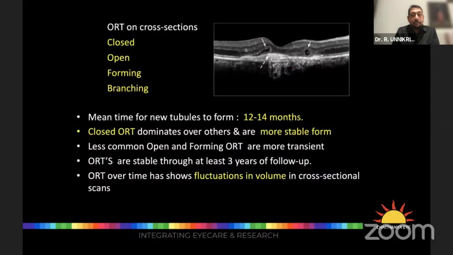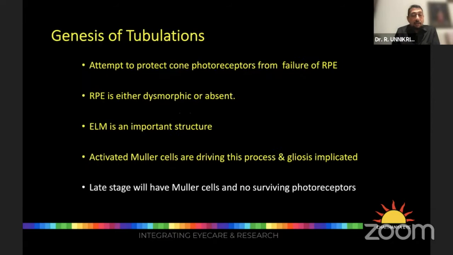Okay. So ORTs based on cross-section can be closed, open, and forming or branching. The closed ORTs are stable, and they usually take about 12 to 14 months, and they are called stable if they are present for at least 3 years.